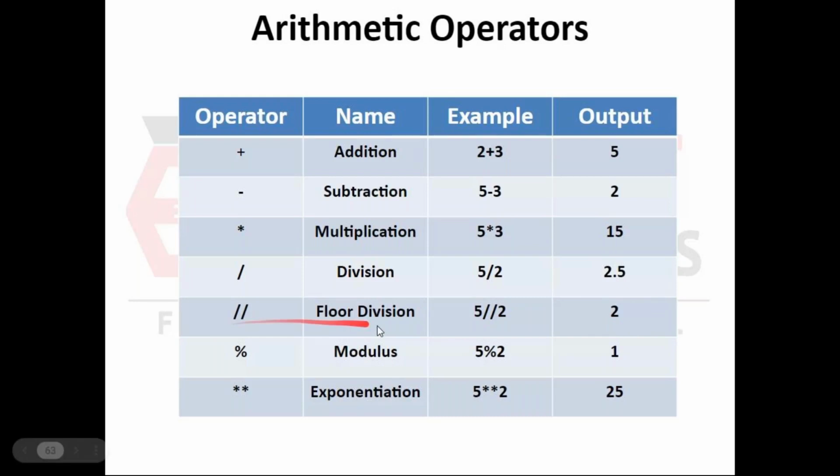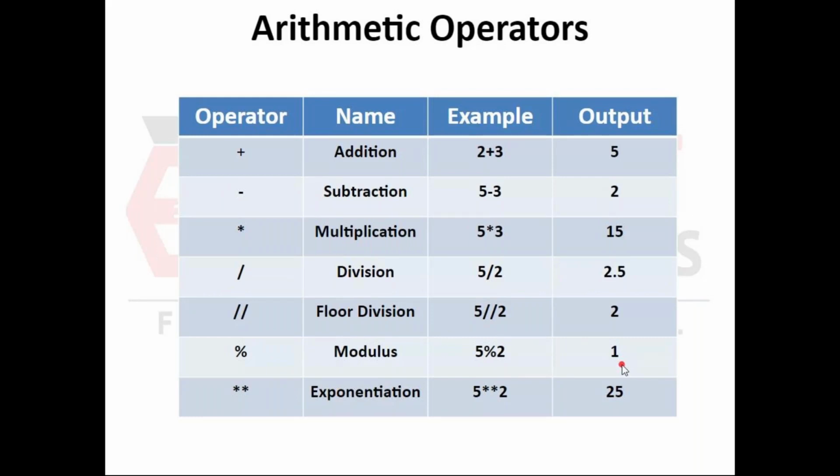Now if you want to get the remainder, you can use the modulus operator. This is the remainder operator, or modulus operator. If you divide 5 by 2, obviously the remainder will be 1, so that will be the output.